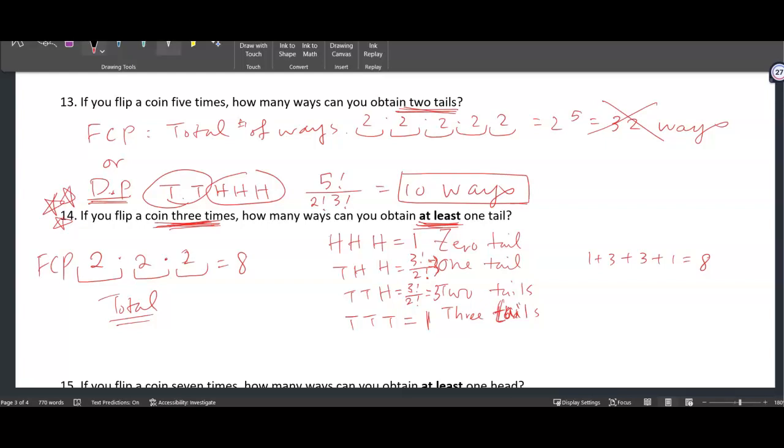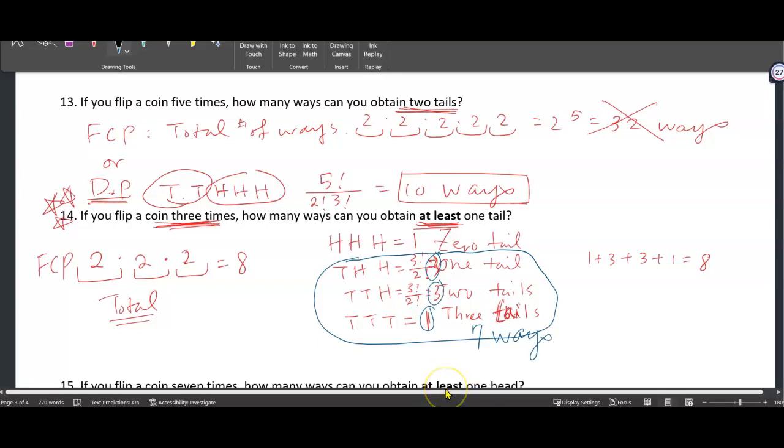Okay, so this is an English test here, not really a math test. At least 1 tail means 1 tail, 2 tails, and 3 tails are all at least 1 tail. So it's the 3 plus the 3 plus the 1. So the answer should be 7 ways, because that's the at least 1 tail.